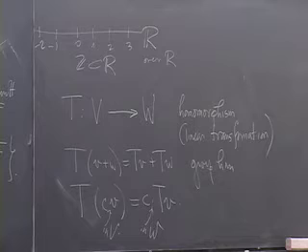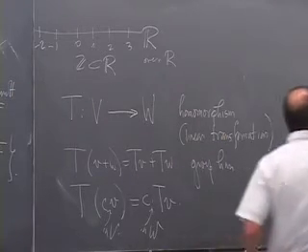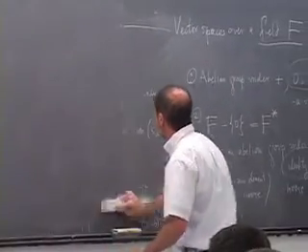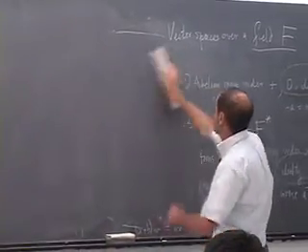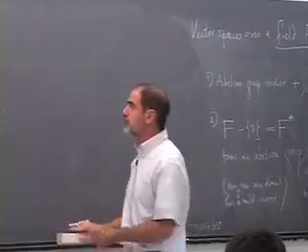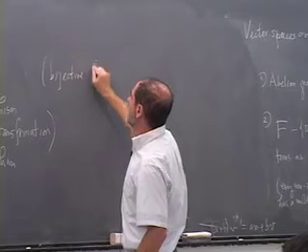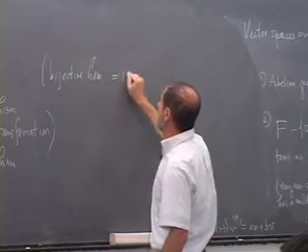So just like a group homomorphism. Okay? If it's a linear transformation which is bijective, we say it's an isomorphism, just like we did for groups.